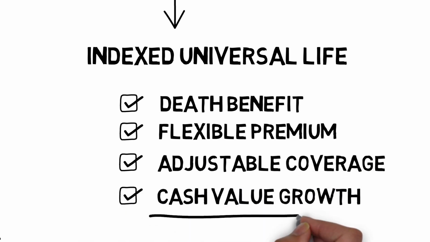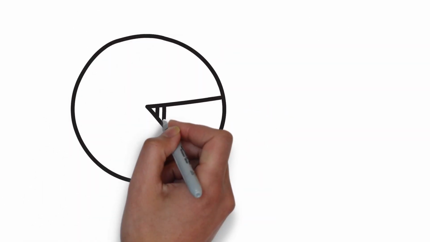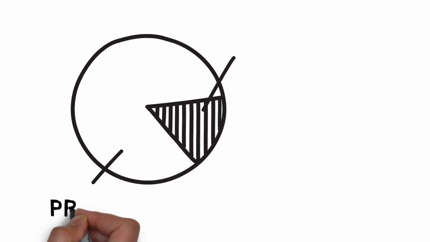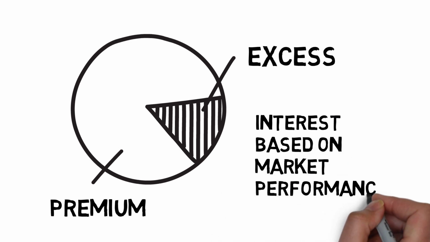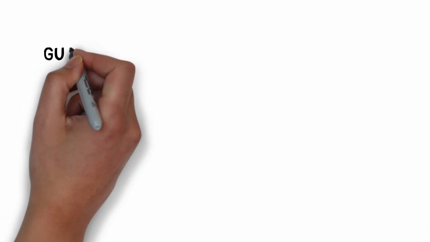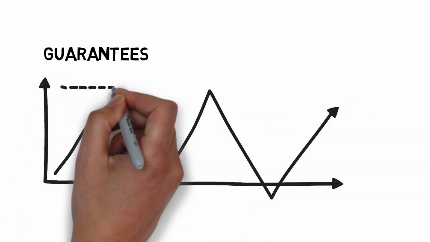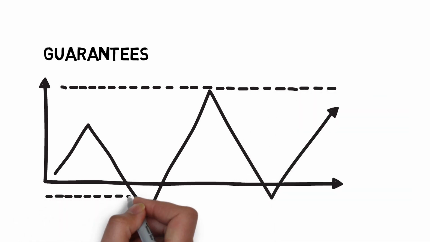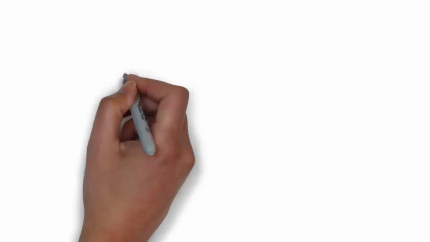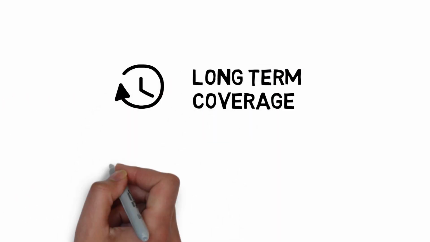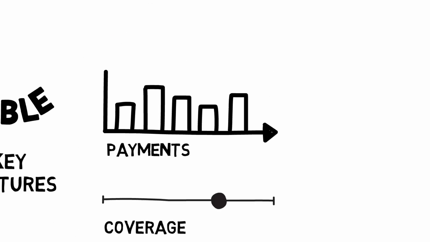But with an indexed UL policy, the cash value growth is credited differently. Excess money from your premium payments earn an interest at a rate based on the performance of a market index, such as the S&P 500, but your money isn't actually at risk in the market. These types of products also offer principal guarantees, so your policy value can grow up to a certain cap, but there's also a floor guarantee, which means that if there's a down market, you can't lose more than the floor guarantee. This is a good choice for someone who's looking for long-term coverage and wants to take advantage of the equity market with the added security of a floor guarantee.